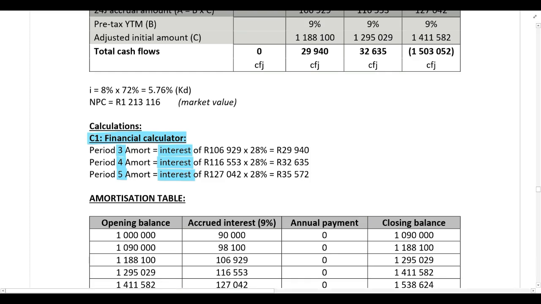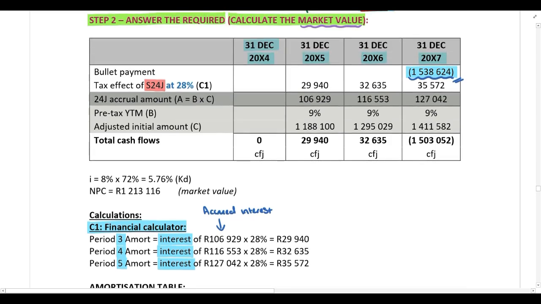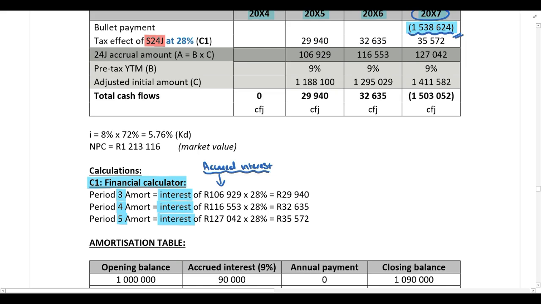Now please note, guys, this is the interest that accrues over the loan period. In this example, all of the interest is only repaid right at the end of the loan term. The interest and the capital is all paid right at the end of the loan term. So the cash flow takes place on the 31st of December 20X7. But how Section 24J works is you get, or the company gets, the tax deduction for the interest as it accrues over the period. So we are not interested in the interest cash flow. My interest cash flow takes place on the 31st of December 20X7. I'm interested in the interest that accrues over the loan period.